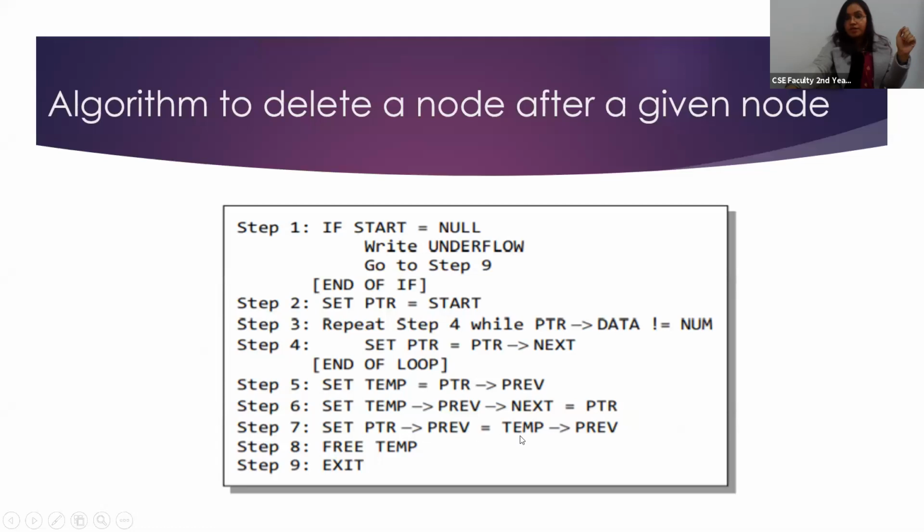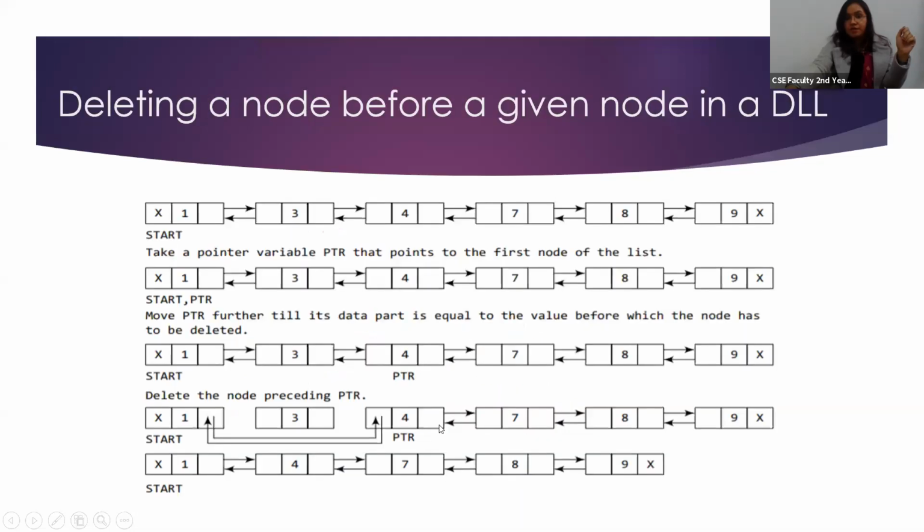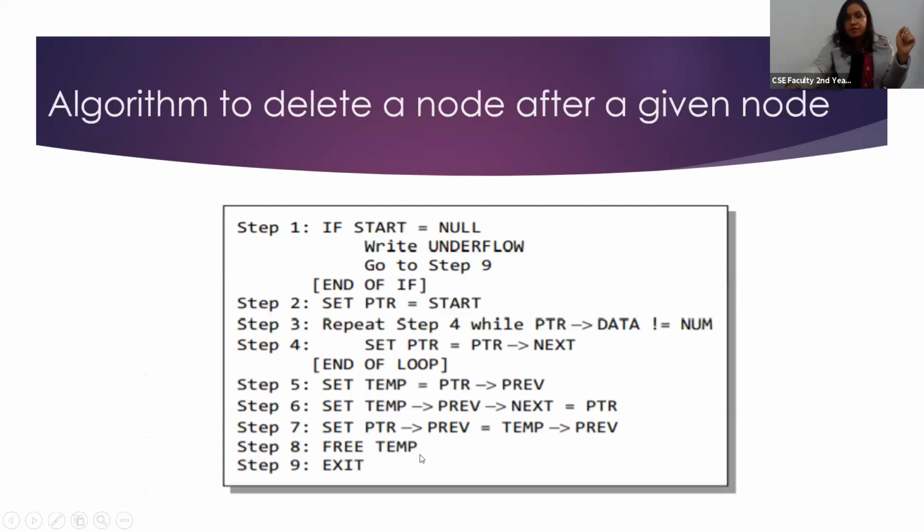Set pointer previous equal to temp previous. Pointer previous, that means this part, equal to temp previous. This is temp, its previous part. That means the address of this node. So now the previous part of this contains the address of this node. So these two joinings are complete and you will free temp and exit. So these are all the algorithms of doubly linked list.